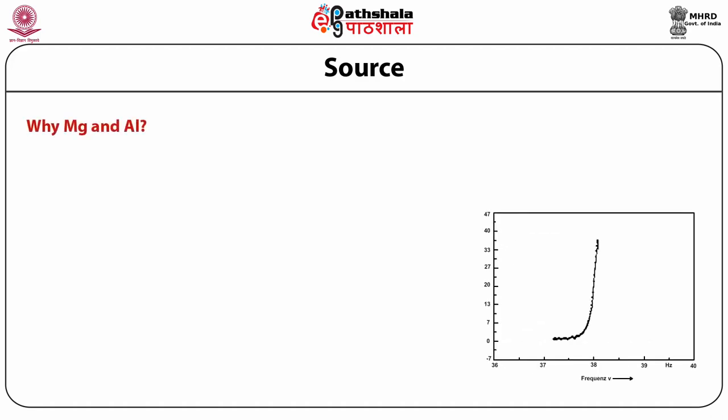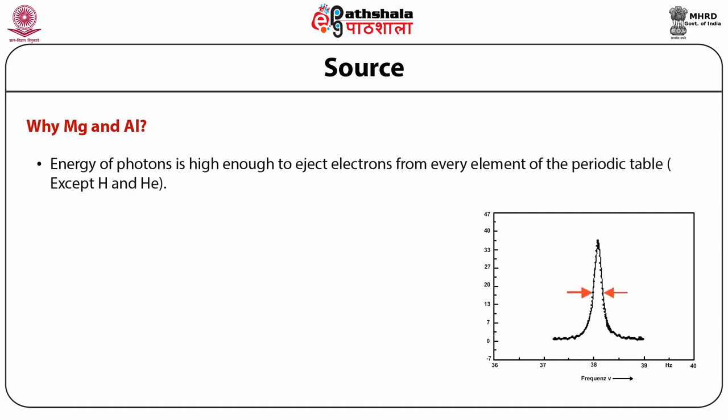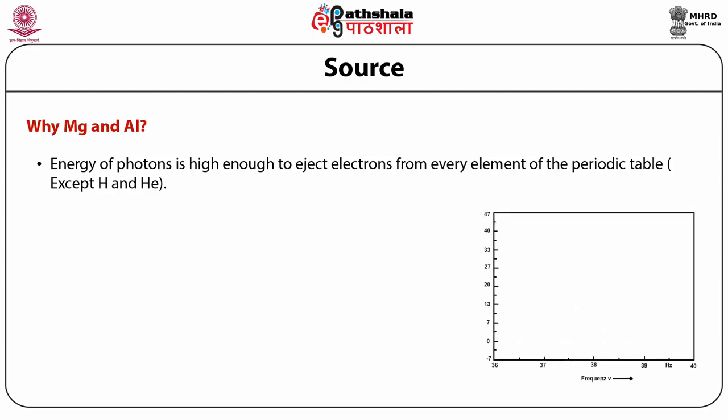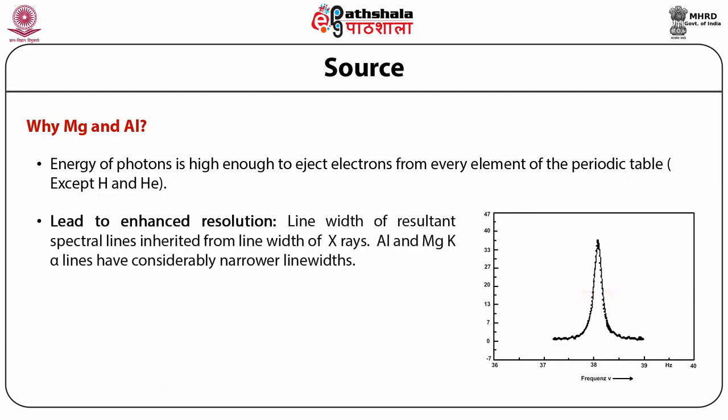Now the question that would be arising in your mind is, why is it that magnesium and aluminium are used? The answers are, energy of photons is high enough to eject electrons from every element of the periodic table, except of course hydrogen and helium. And that's the reason that hydrogen and helium we are not able to detect with the help of this. Magnesium and aluminium, when we use, lead to enhanced resolution.